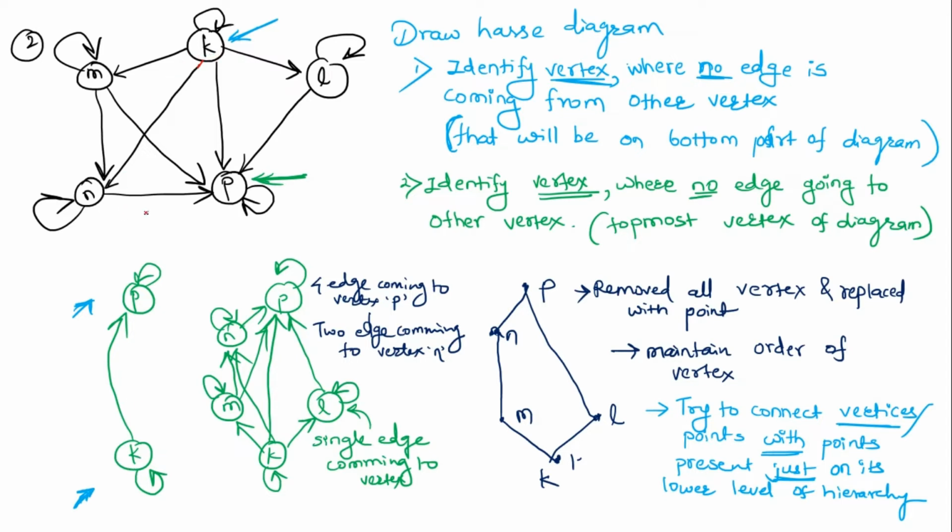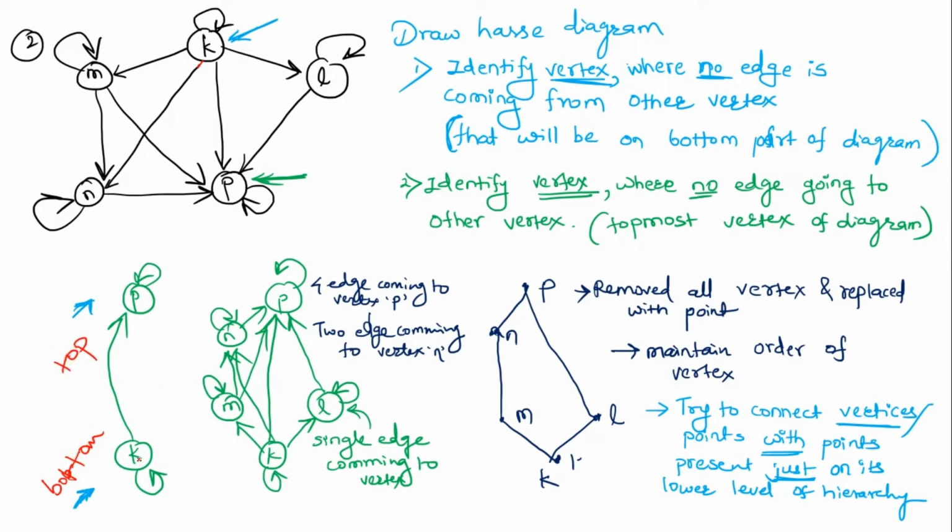And the topmost point will be the point or vertex through which there is no edge going out to another vertex. All these edges are coming back to your vertex P. The edge is not going to any other vertex. So this will be my topmost element. So we have just kept the bottom part of your Hasse diagram and the topmost part of your Hasse diagram.